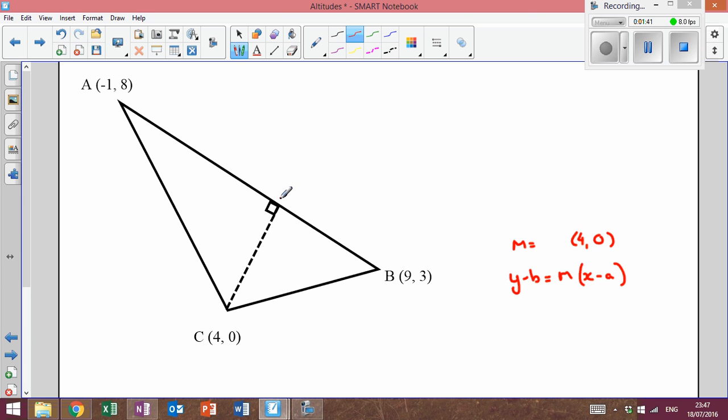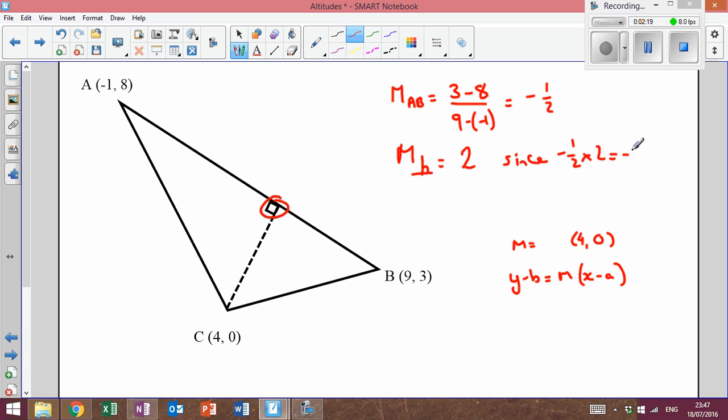Now the key bit of information here is that the line has to be at right angles to the line AB. So by extension, if I know the gradient of AB, then I can flip it and change the sign to get the gradient of the line that I want. So the gradient of AB is going to be 3 subtract 8 over 9 subtract negative 1. That's negative 5 over 10, so it's negative a half. So the gradient of the perpendicular has to be positive 2 over 1, or just 2, since negative a half times 2 is negative 1. And that's you done. That's you done all the hard stuff now.